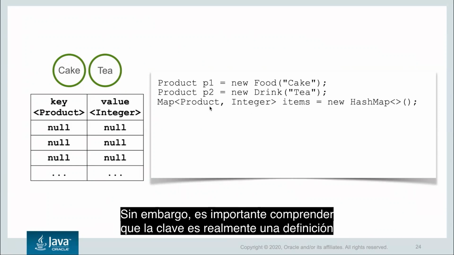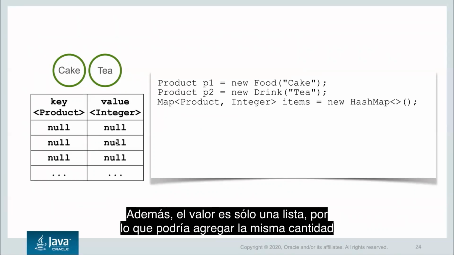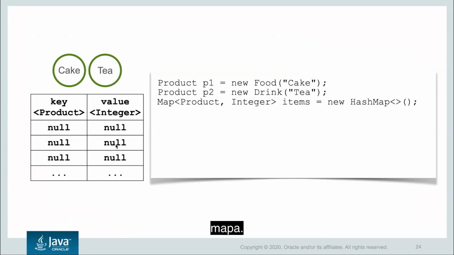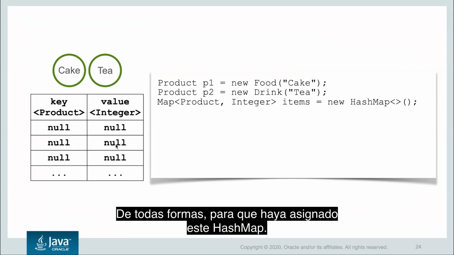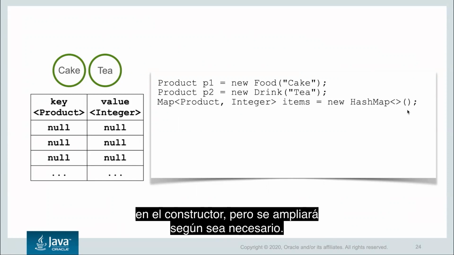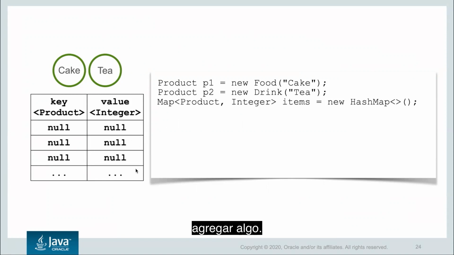but it's important to understand that the key is actually a set, so that means it's unique. The value is just a list, so we can add the same quantity to different products if you like, but you cannot duplicate keys. Anyway, so we've allocated this hash map. By default, it comes as a map of 16 entries because I didn't specify the size in the constructor, but it will expand as necessary. There are no values in that map yet, so let's start adding something.